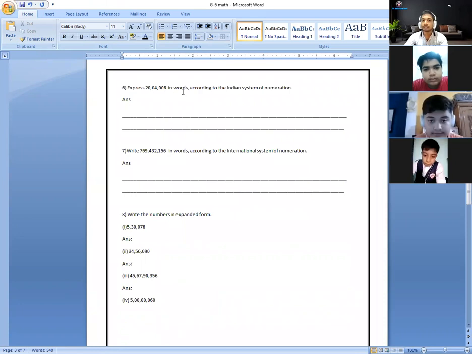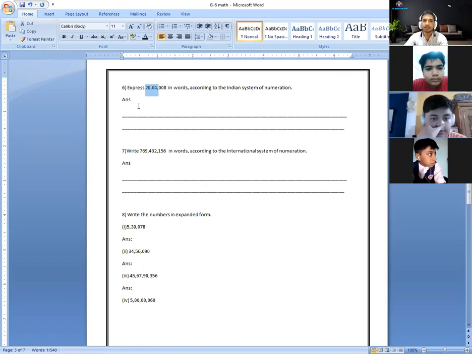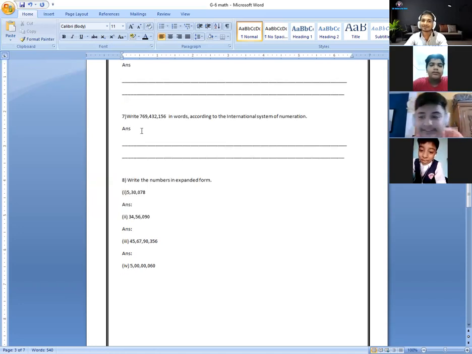Express in words. We have to express the number in words according to the Indian system of numeration. So where is it? 22,45,000. Here it is 22 lakh, twenty lakh, two lakh.